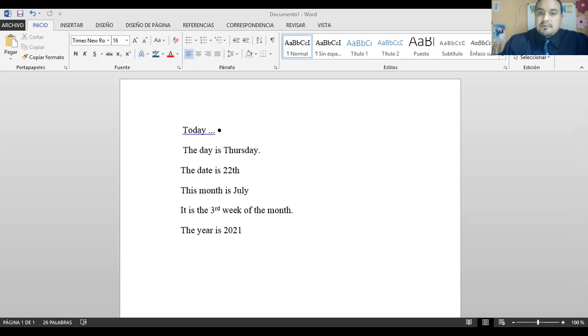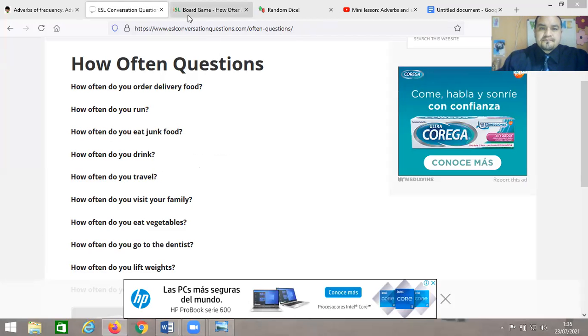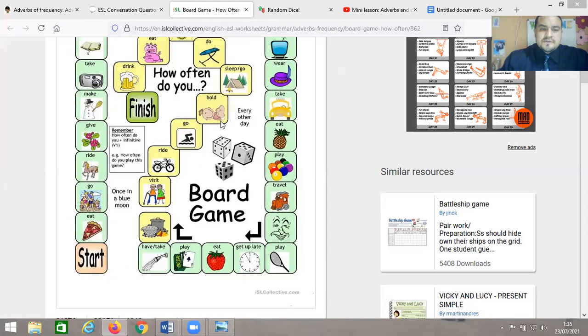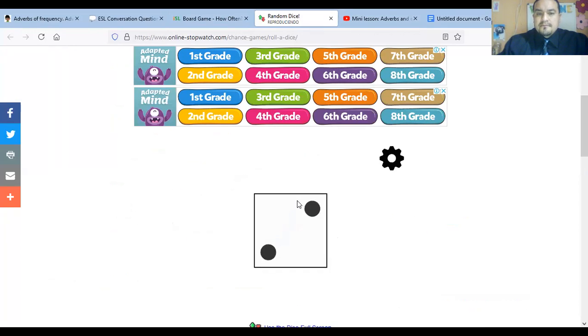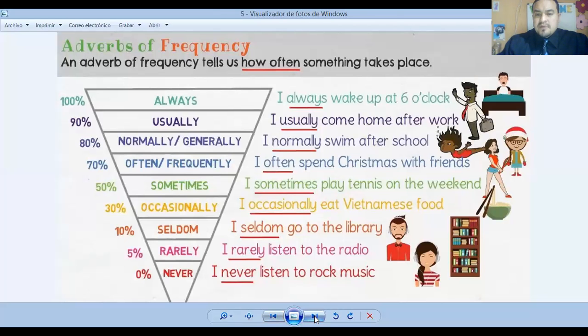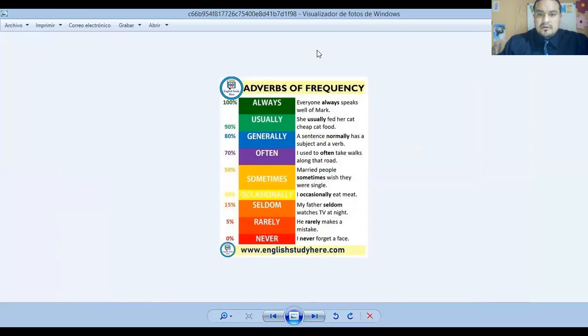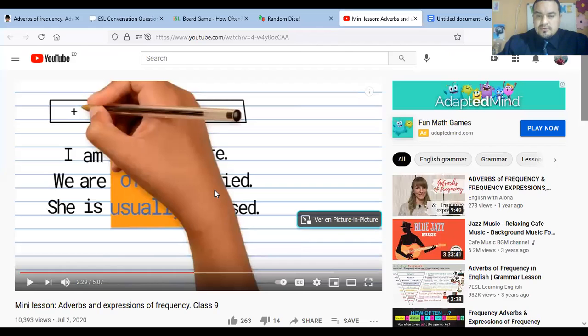Okay. Then we learned about the uses of adverbs of frequency, as well as we also participated in groups answering the how often questions, right? We also played a board game using the how often questions. We used the digital dice. We saw some images of the use of the adverbs of frequency, as well as we also saw a YouTube video that I presented to you guys, right?